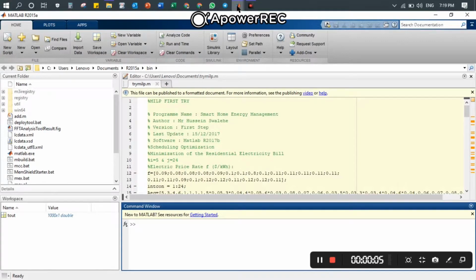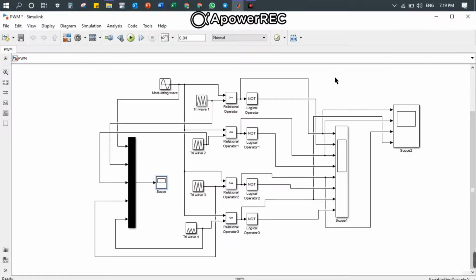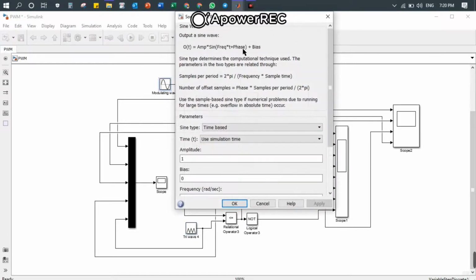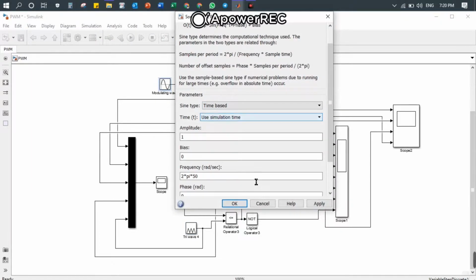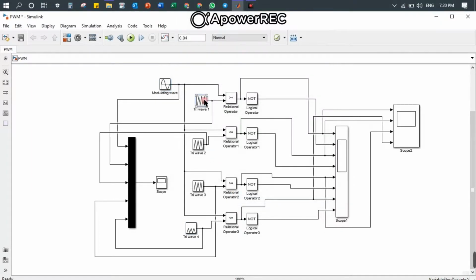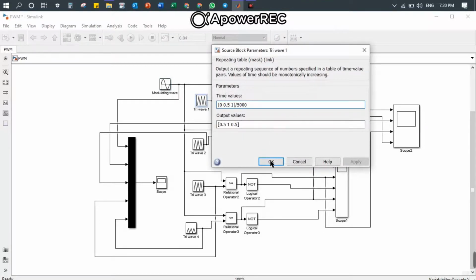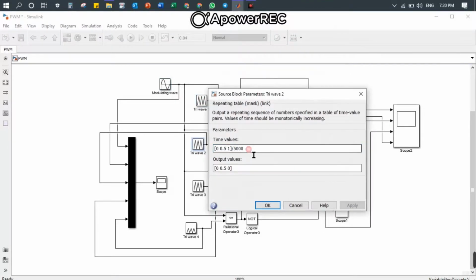The simulation is started by creating a signal pulse for the switches. The circuit shown here is a multi-carrier pulse width modulation PWM circuit. The essential things for a PWM circuit are the modulating signal and carrier signal. In order to create 5 level output voltage, 1 modulating signal and 4 carrier signals are required. Each of the 4 carrier signals will have the same amplitude and frequency.